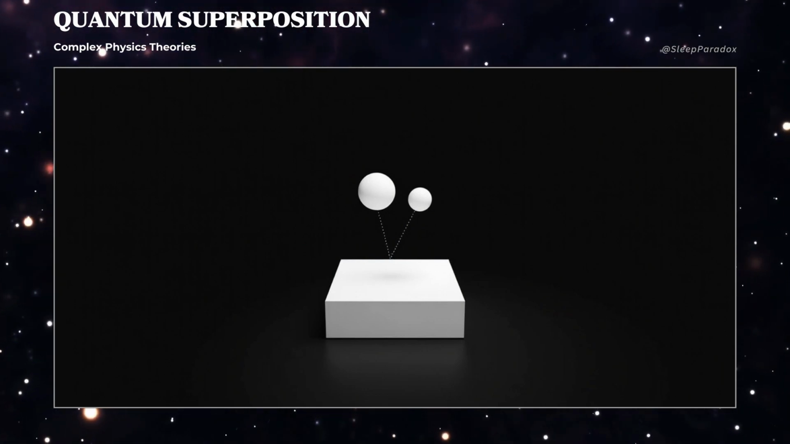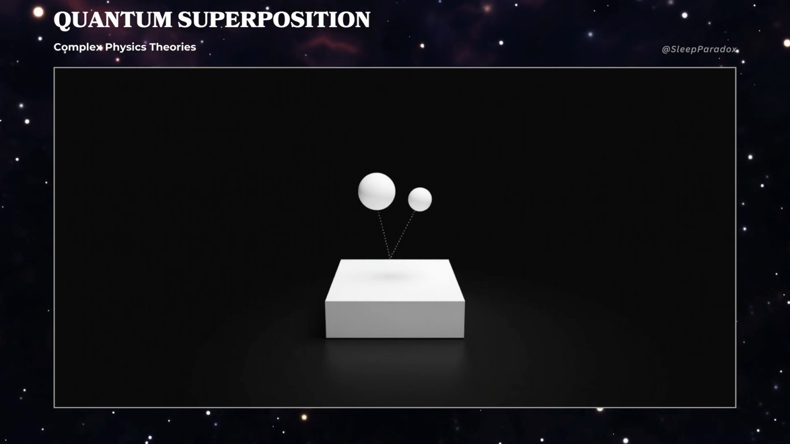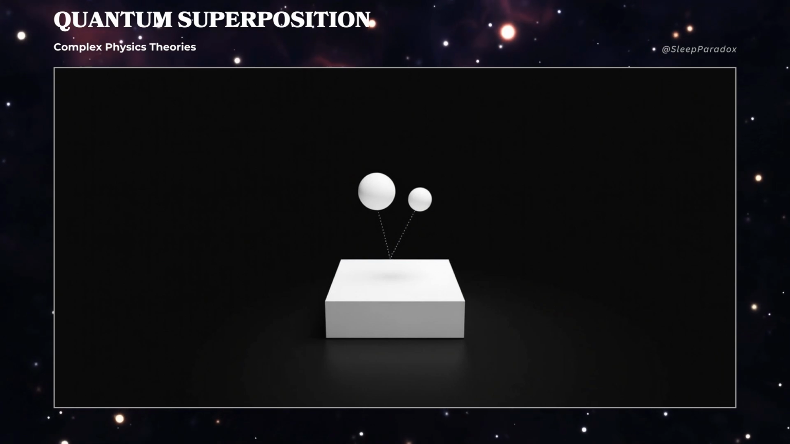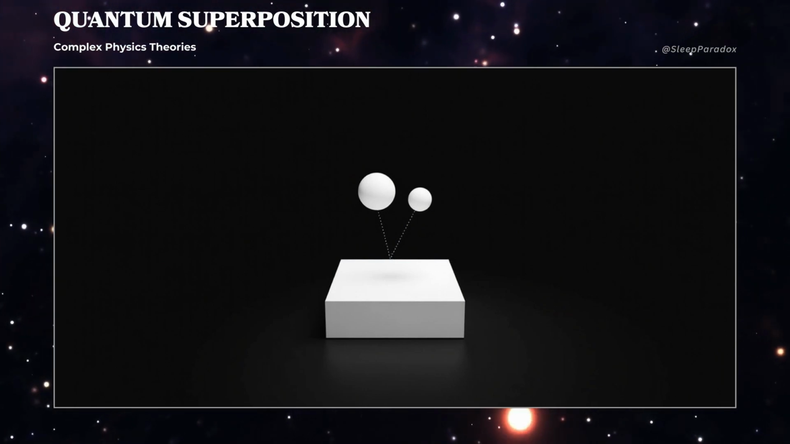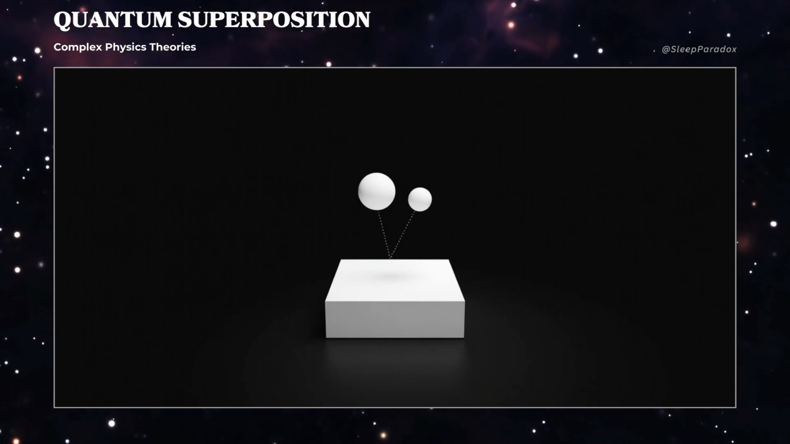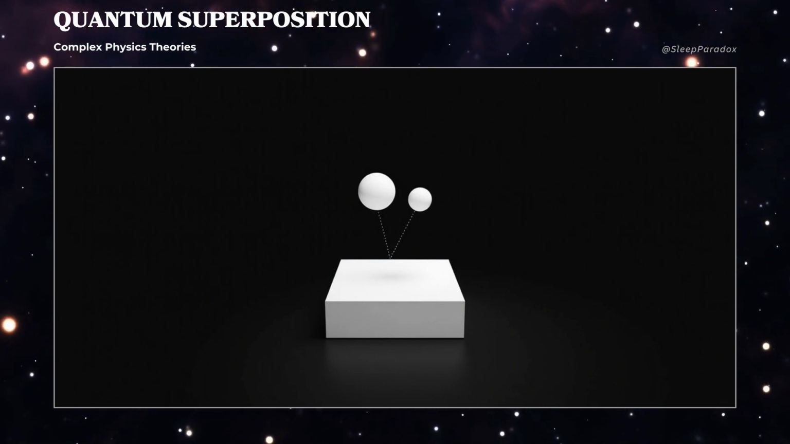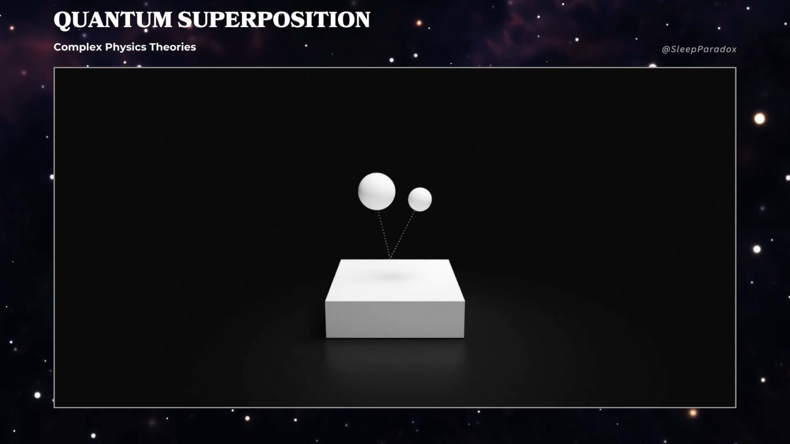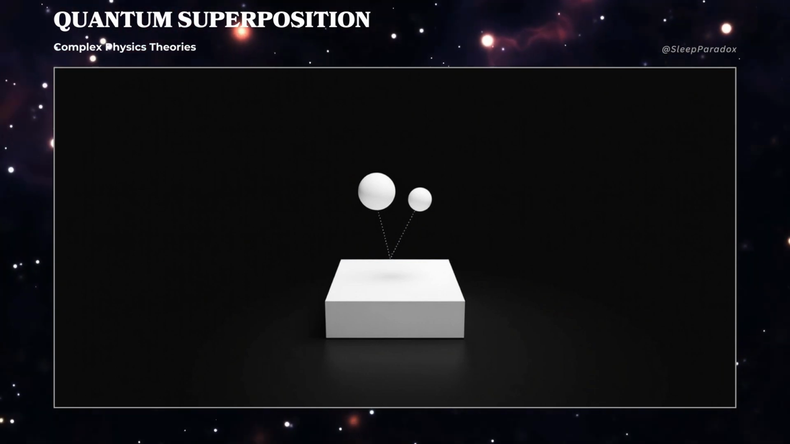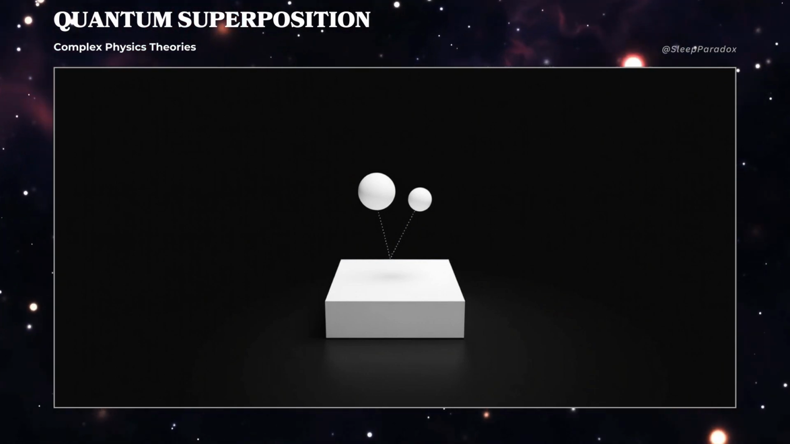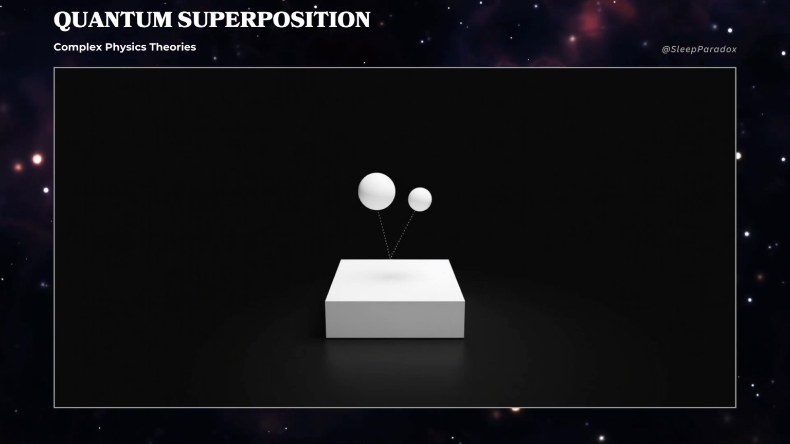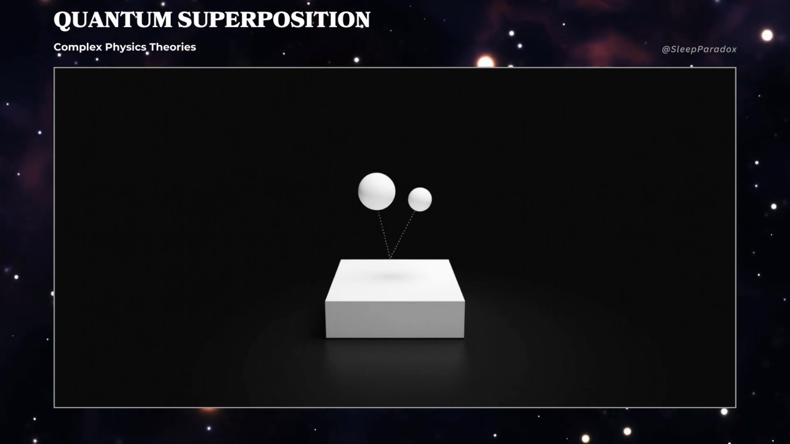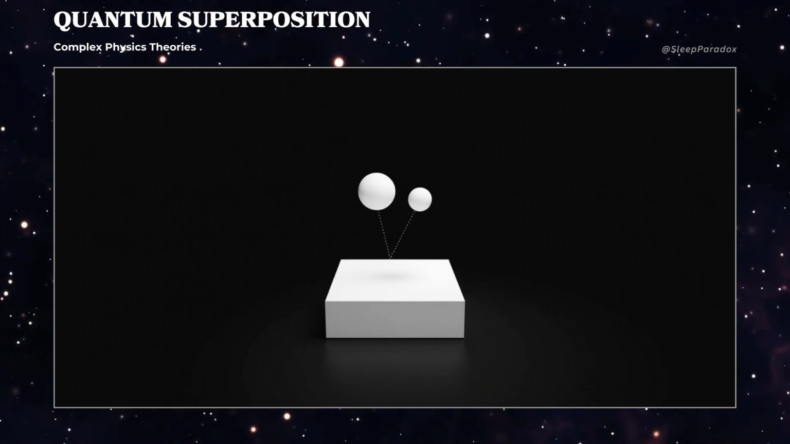This strange idea was highlighted in a famous thought experiment proposed by physicist Erwin Schrödinger. He imagined a cat sealed inside a box, along with a radioactive atom, a Geiger counter, and a vial of poison. If the atom decays, the Geiger counter triggers the release of the poison, killing the cat. If the atom does not decay, the cat lives. But according to quantum mechanics, until the system is observed, the atom is in a superposition of decayed and not decayed, and the cat, bizarrely, is in a superposition of alive and dead.